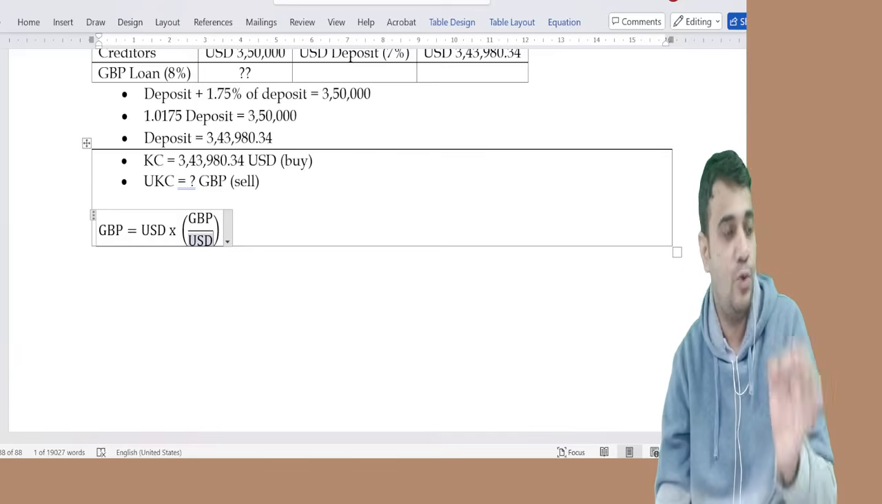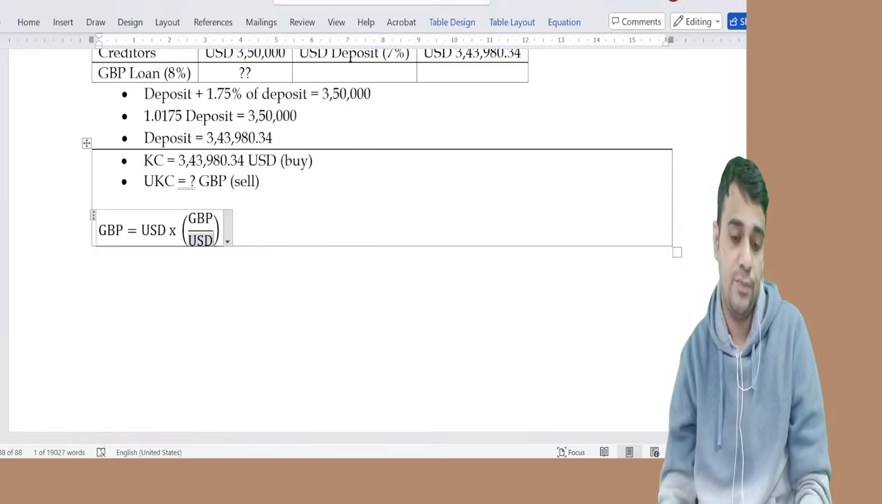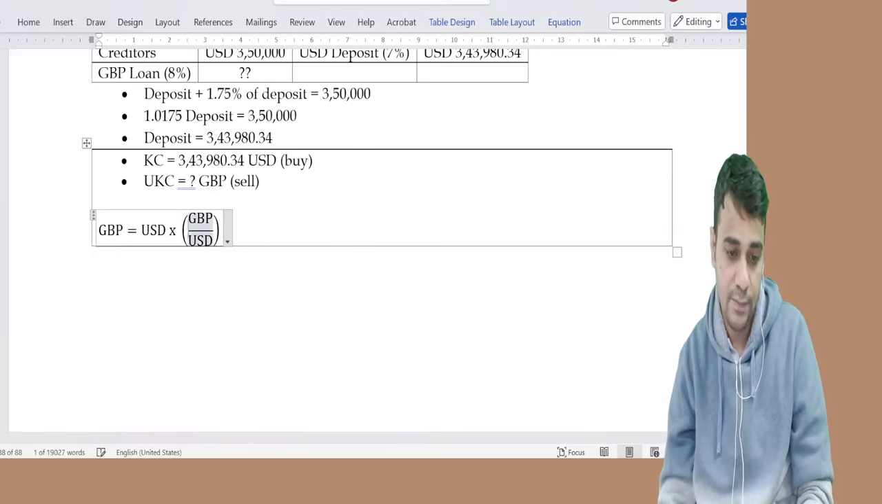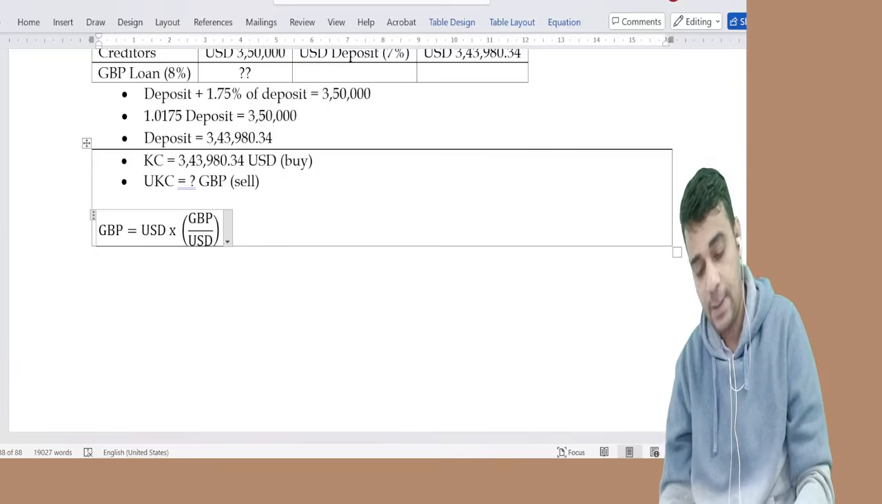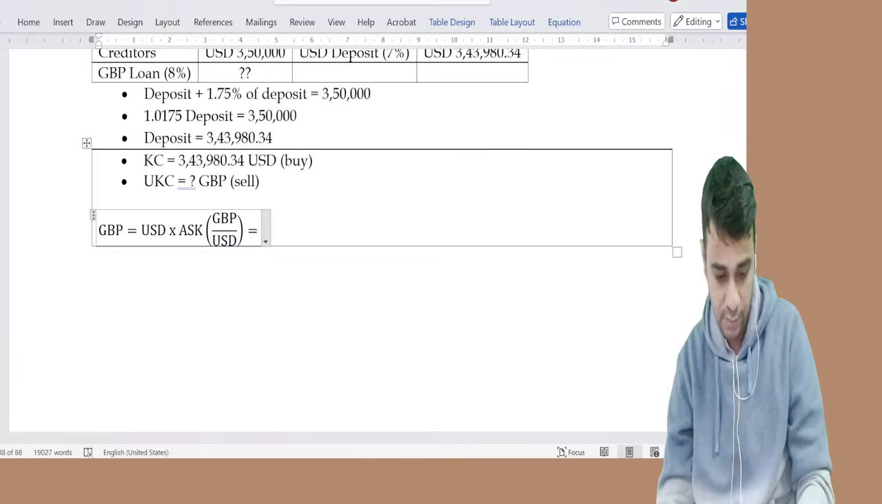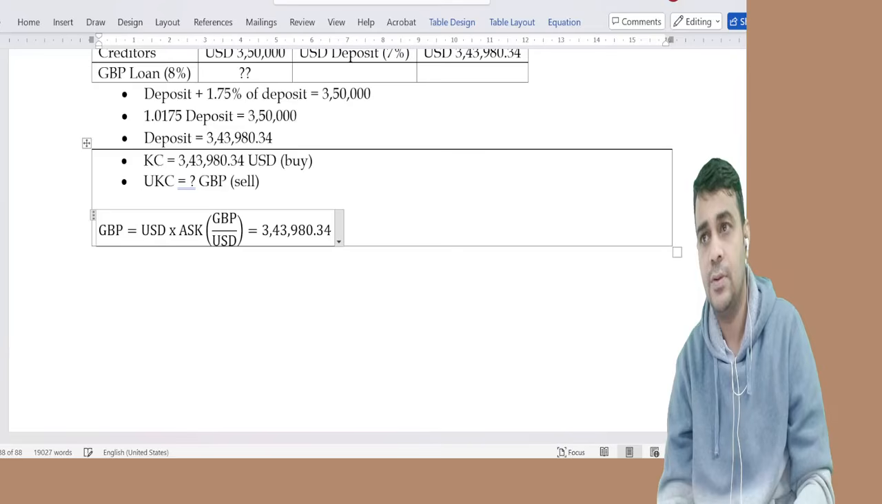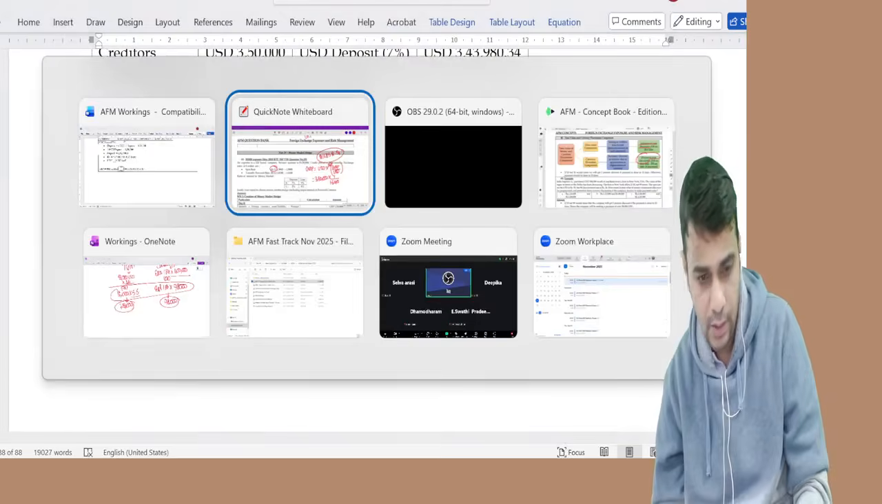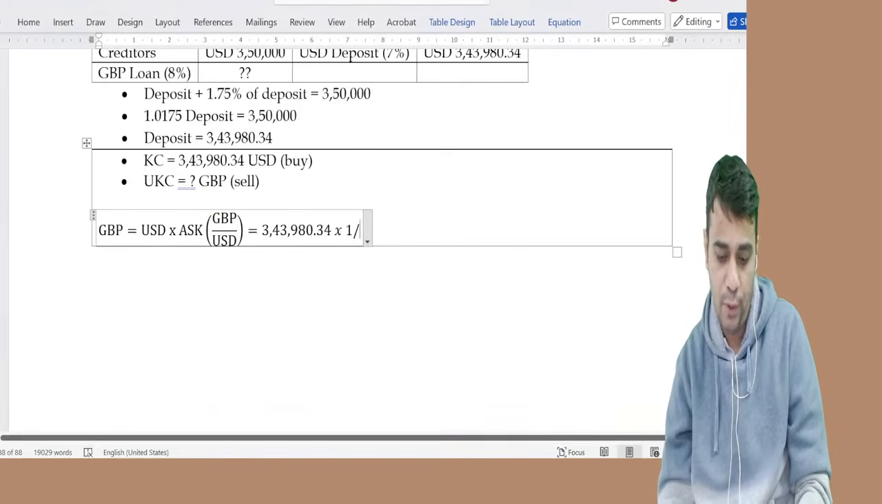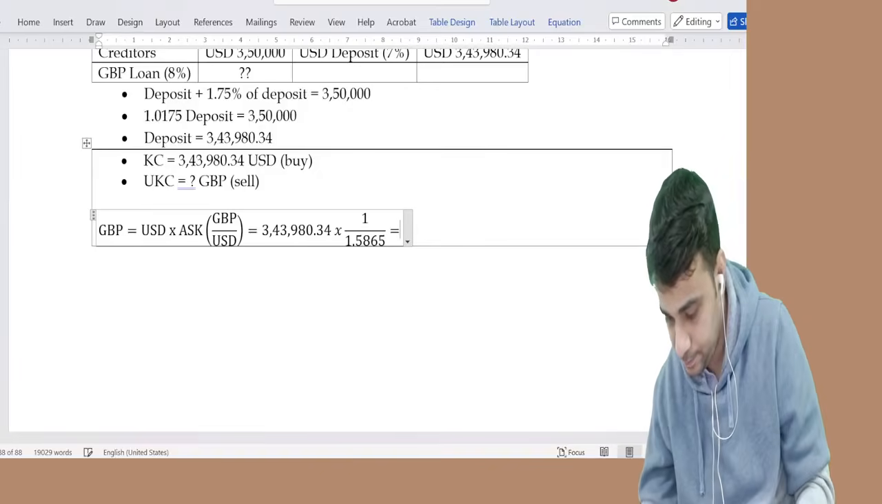GBP is equal to what? USD into GBP per USD. What's the denominator currency? What are we doing with USD? What is the bank doing? The bank will sell it, so it's the ask rate. Do you have the GBP per USD rate? 1 by bid, 1 by 1.5865.